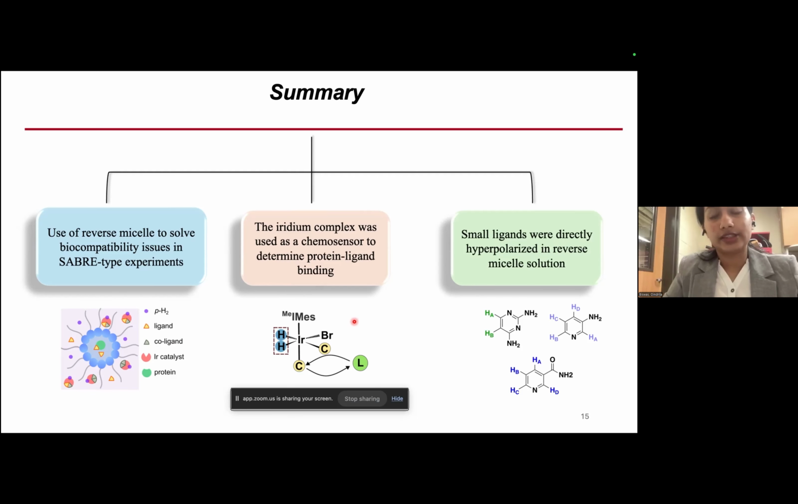Now, in the first case, as there was a bulky ligand, it did not polarize directly. So it may also happen that the ABAP ligand, because of its bulky nature, bound to the iridium complex through the axial position and not through the equatorial position. That's why we couldn't see the direct hyperpolarization. However, as these ligands are smaller in nature, they bound to the iridium complex through the equatorial position and hence were hyperpolarized directly.